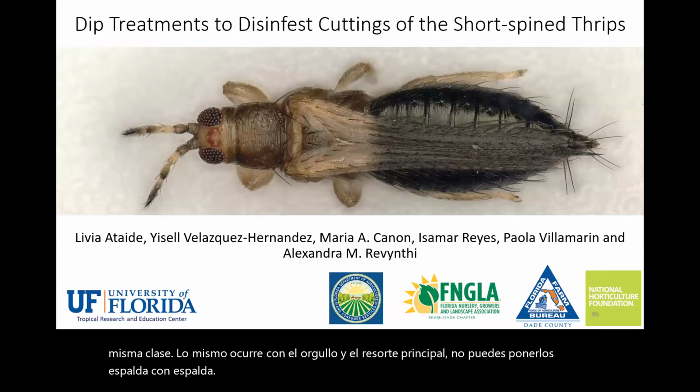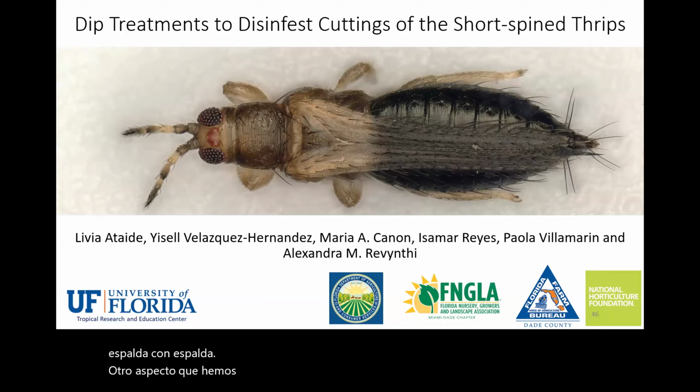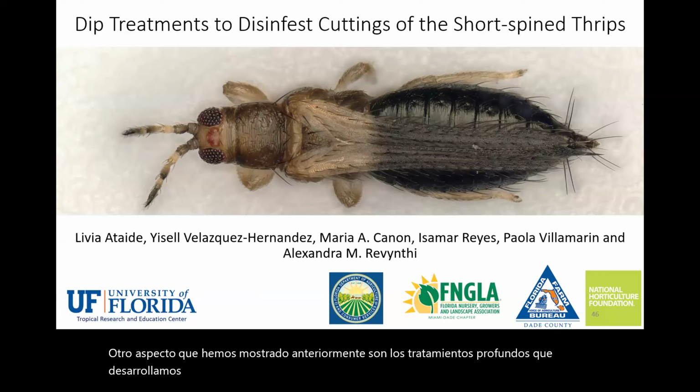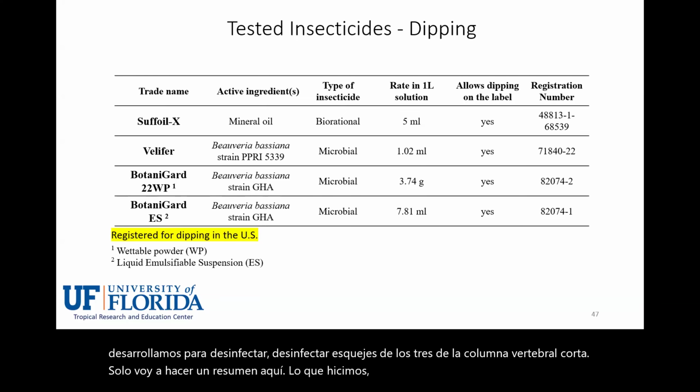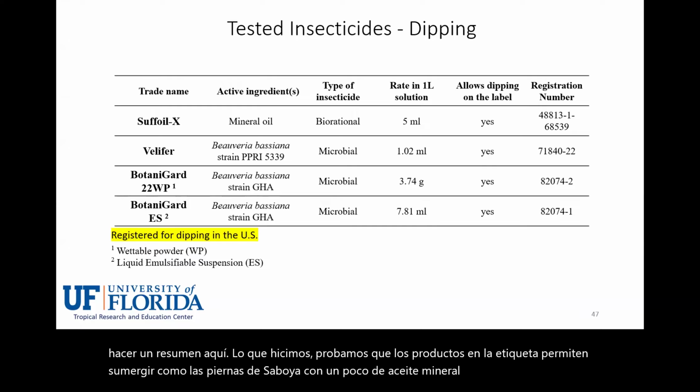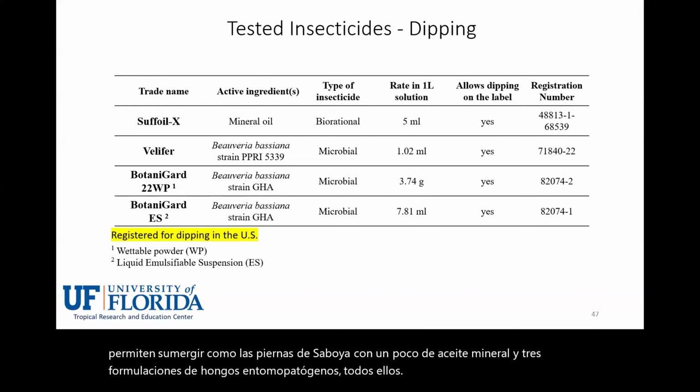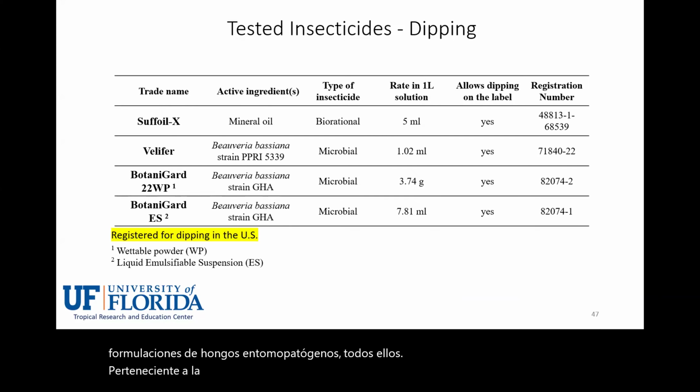Another aspect that we have previously showed is the dip treatments that we developed to disinfest cuttings of the short spine thrips. I'm just going to do a recap here. What we did, we tested products that on the label allow for dipping, like Safoil X, which is a mineral oil, and 3 formulations of entomopathogenic fungi, all of them belonging to the species Beauveria bassiana, different strains of Beauveria bassiana.